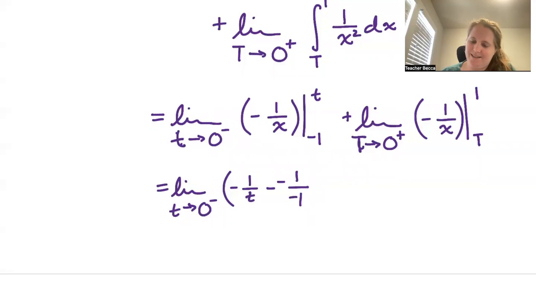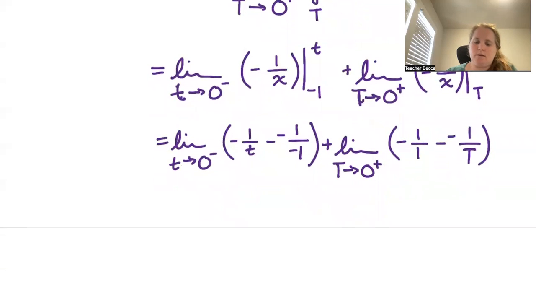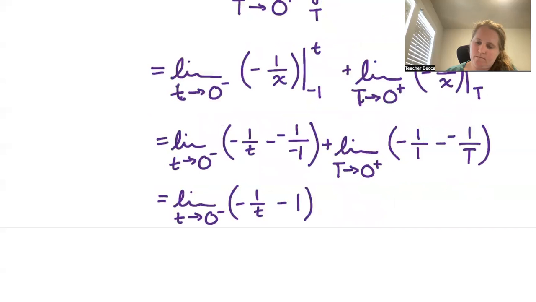All right. And then we will have plus a limit as t approaches 0 from the right of negative 1 over 1 minus a negative 1 over t. So this becomes the limit as t approaches 0 from the left of negative 1 over t minus 1, plus a limit as capital T approaches 0 from the right of negative 1 plus 1 over t.